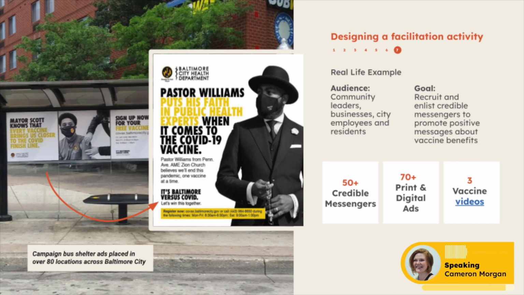And working with over 50 credible messengers, the team was able to generate these ads that were targeted to folks within their communities, but also reflected the voice of those people and what they wanted to say about the pandemic. The team was able to create over 70 print and digital ads that were circulated with those credible messengers and 3 vaccine videos that started in the seeds of that facilitation activity that we talked about earlier.